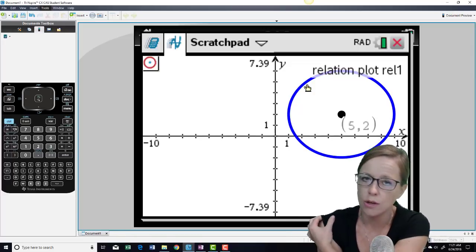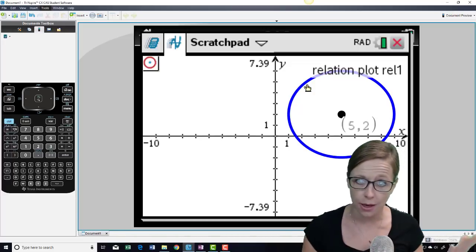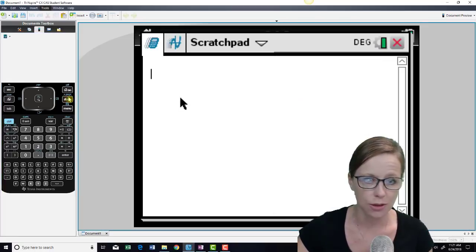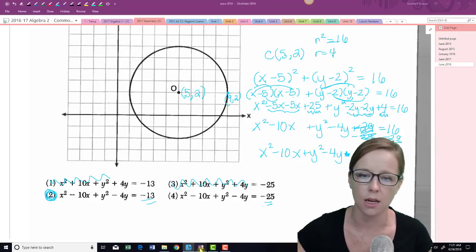So again, this is something that you could have used your calculator for, and you could possibly get right by just kind of fiddling around. So use your calculator when you can. Again, there's not a lot of times in geometry that you can do that. So use it to your advantage.